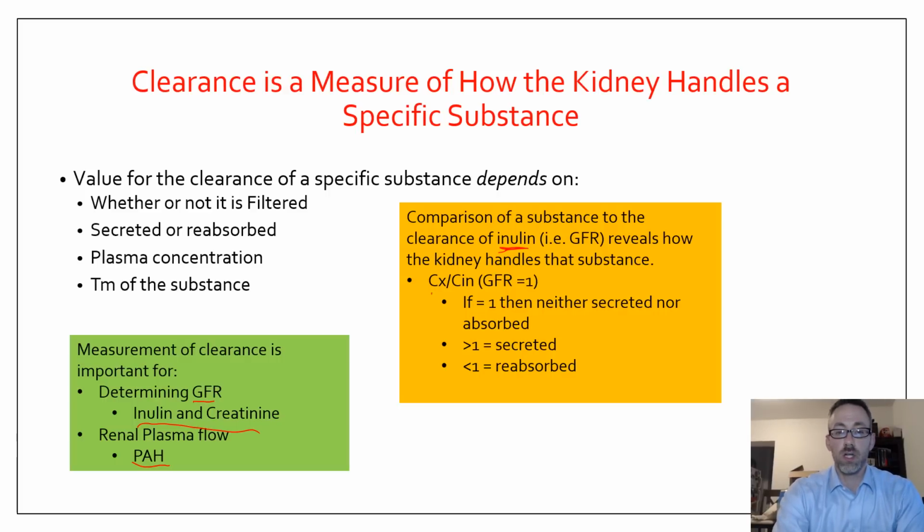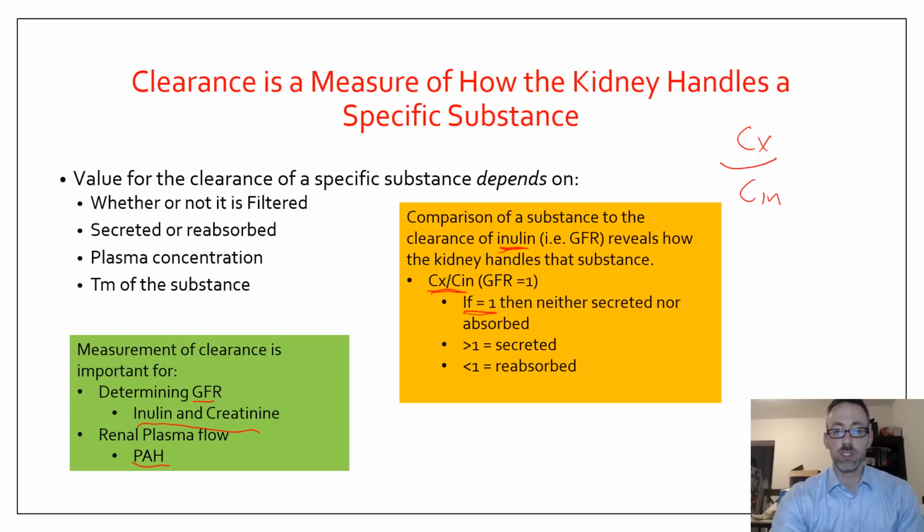So here's our ratio: the clearance of whatever substance X over the clearance of inulin, or in some cases creatinine, depending on what you're using. Now, if the clearance of this substance is the same as the clearance of inulin, you're going to get a ratio of 1. So the two clearances are equal. That tells you that this substance is not secreted and not reabsorbed, because it's behaving like inulin or like creatinine.